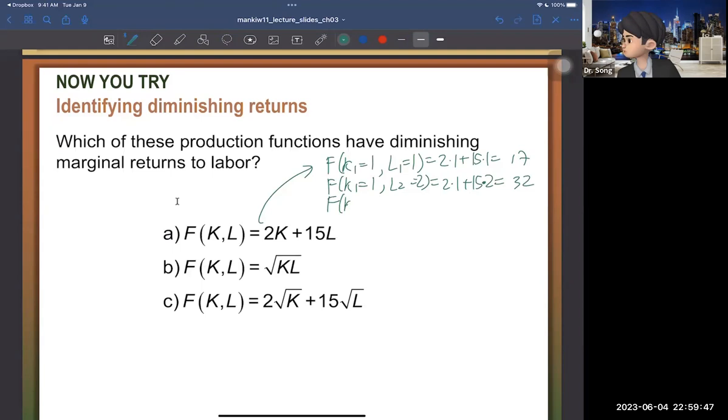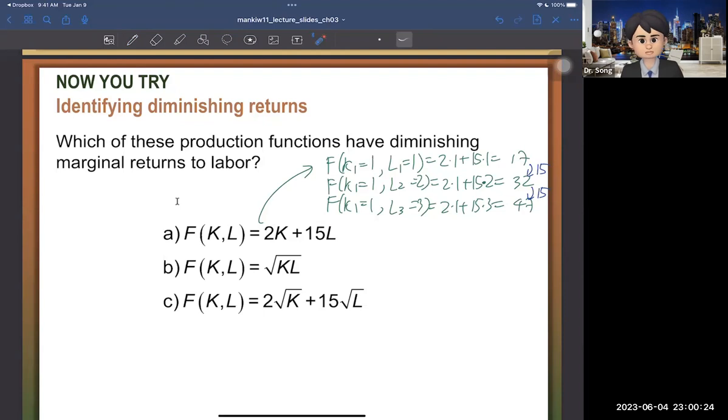Now, let's say we have 3 workers, okay? So 2 times 1 plus 15 times 3, that is 45 plus 2 is 47, okay? Now, you can see that MPL, from the first worker to the second worker, the second worker's contribution is 15, and then the third worker's contribution is the difference, that is 15. Then it does not show diminishing marginal returns to labor. Because this is an example, right? It is possible. Okay, this example does not show diminishing marginal returns to labor.